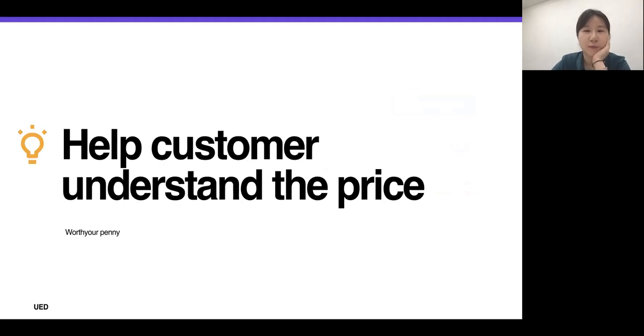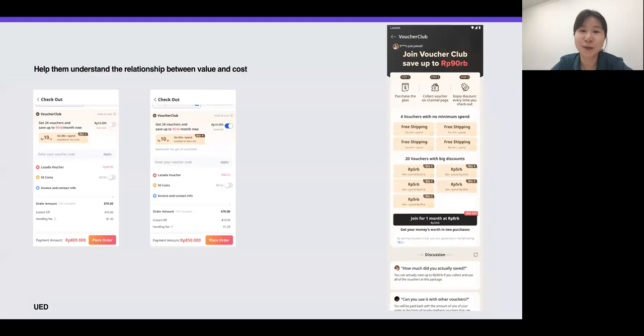Okay, a third trick, maybe I shouldn't call it a trick. This one: help customers understand the price. So I would like to introduce the product we have over here.